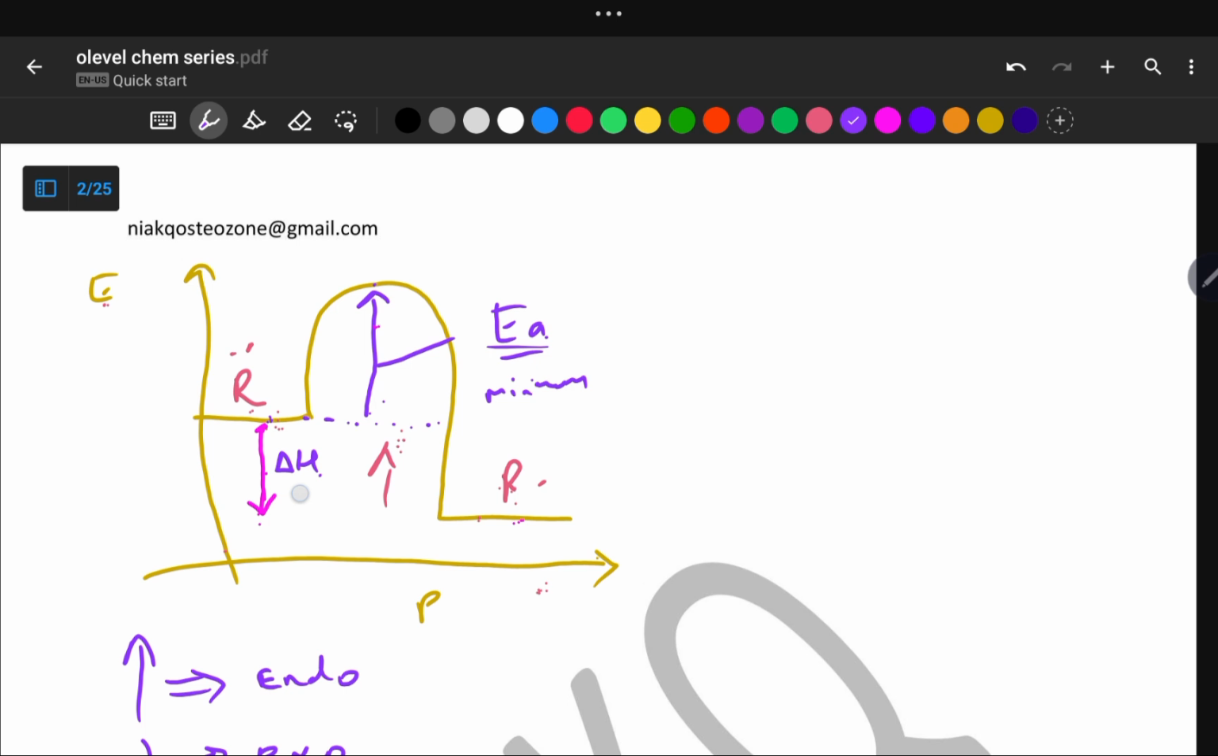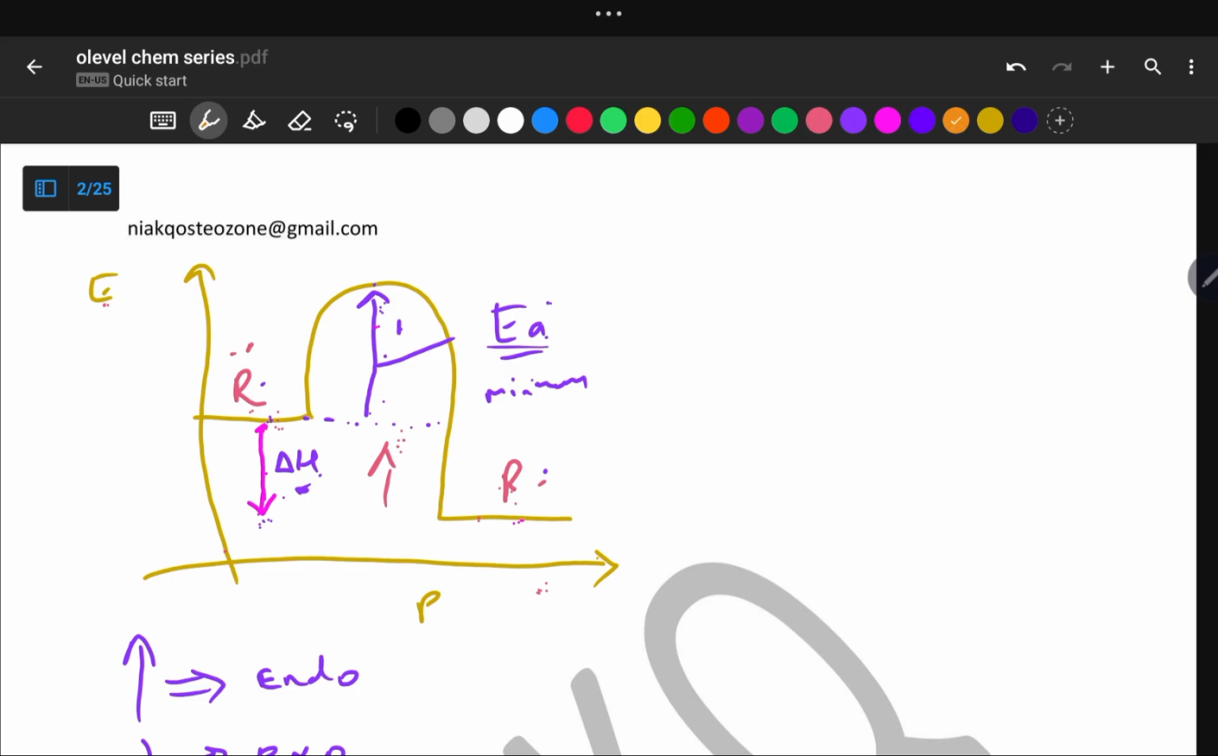This is how you draw the energy profile. You label the enthalpy change, the activation energy, the products, and the reactants. This is what you need to know for all exothermic reactions. The enthalpy change arrow points downward, and the activation energy arrow points upwards. As simple as that, right?